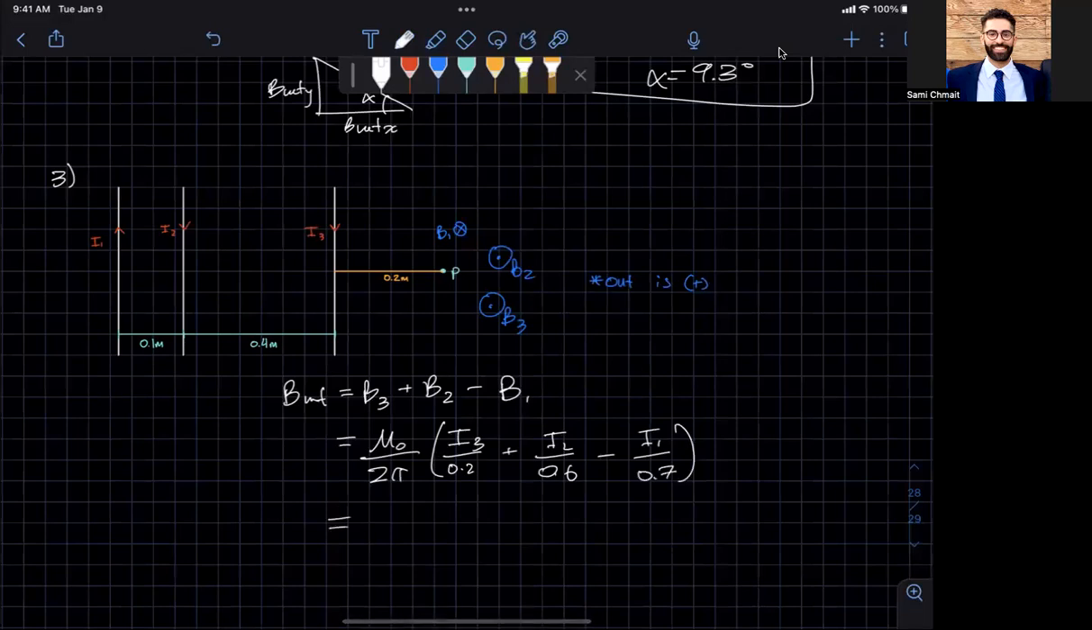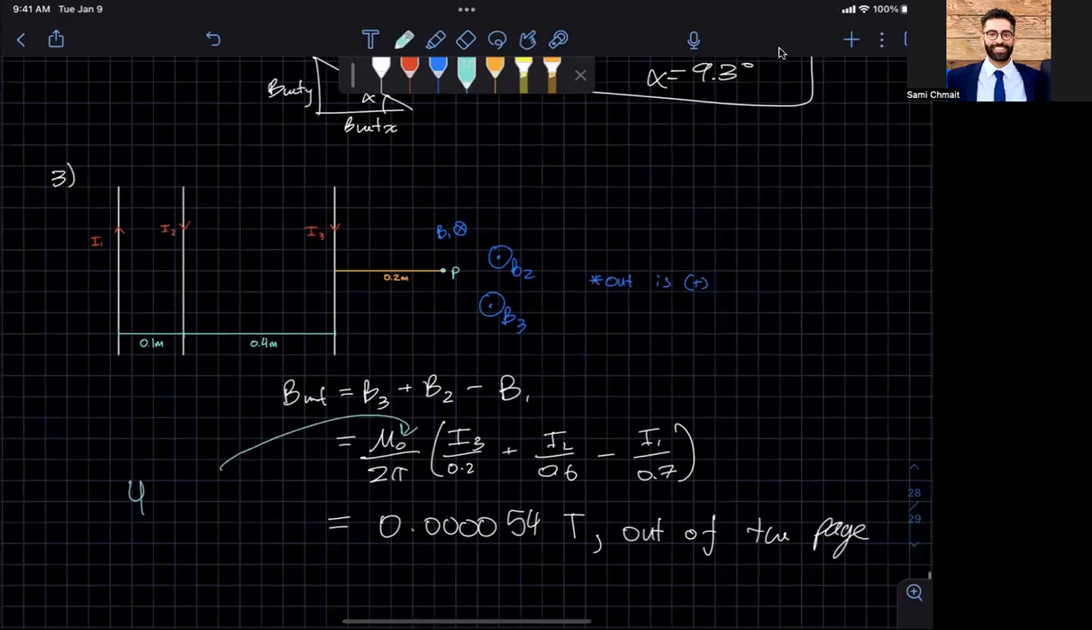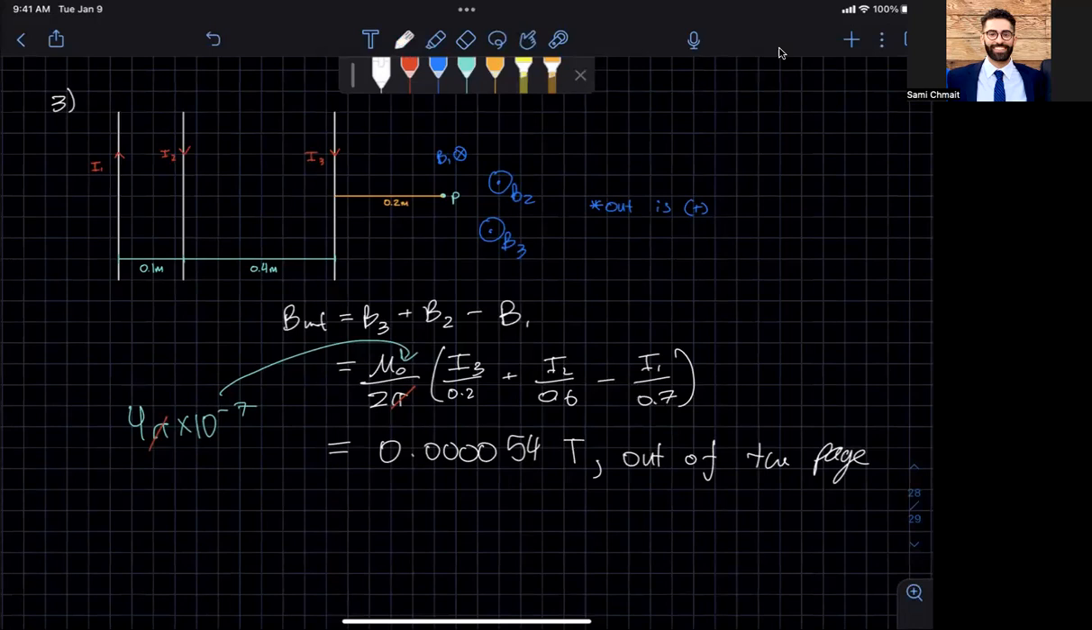Plug everything in, work everything out, and that's going to be 0.00054 T, and the direction is out of the page. And just to remember this mu naught value, I guess I haven't said this yet, that's going to be equal to 4 pi times 10 to the minus 7. And these pi's cancel out. So it's always pretty convenient to just do that. Okay. And that's number 3, part A.